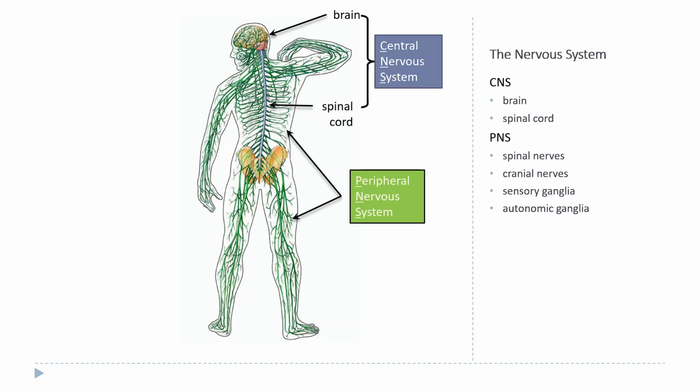So of course, and we've already said that the nervous system is divided into the central nervous system, which consists of the brain and spinal cord, and then the peripheral nervous system, which is really everything else. So it's all the nerves coming out of either the spinal cord, which we call spinal nerves, or coming out of the brain, which we call cranial nerves. And then there are various sensory ganglia that are part of the sensory systems, and what are called autonomic ganglia. So these are neurons that are part of the autonomic nervous system, which we will talk about later.